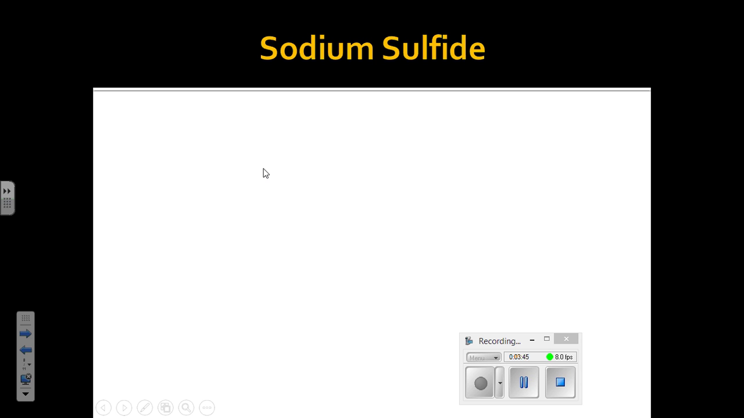Next, sodium sulfide. Emphasize the "ide" because "ide" tells us that it's just sulfur by itself with a sodium. So we look up sodium, we find that to be +1. Sulfur is 2-. Crisscross these numbers down. 2 to the sodium, 1 to the sulfur, Na2S.